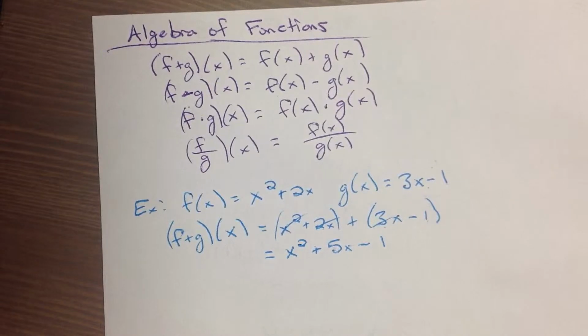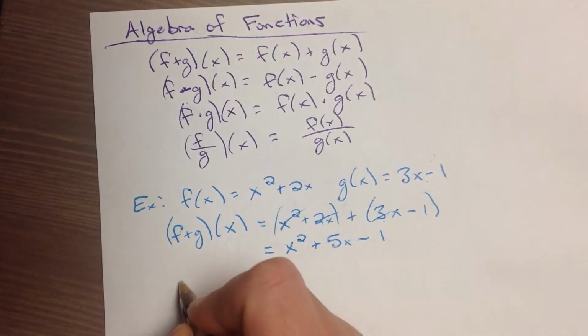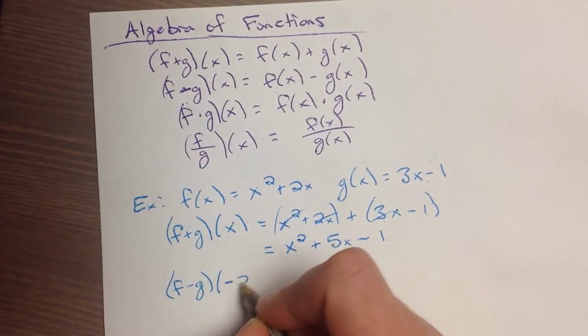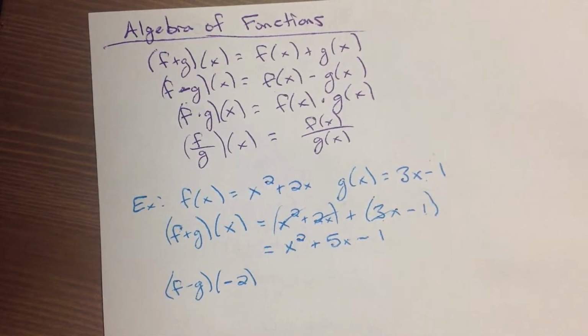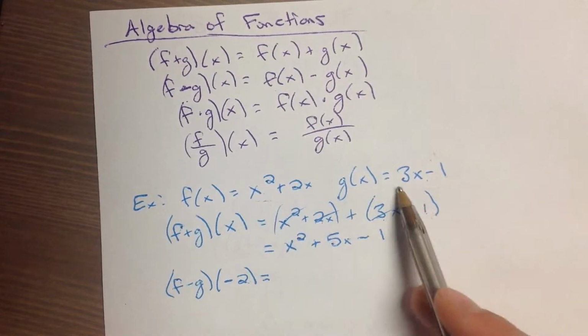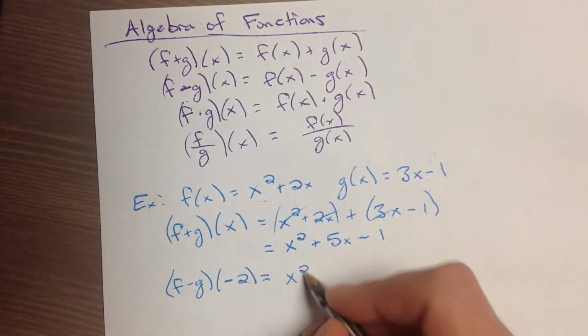Same idea if we wanted to find what's f minus g, but not just of x. Let's say we want to find it at negative 2. There's two ways you can do this. You can either evaluate each function at negative 2 and then subtract one from the other, or subtract them, then evaluate. You'll get the same answer. I like to subtract, then evaluate. So if we're going to subtract, we're going to take f minus g. So x squared plus 2x minus g.